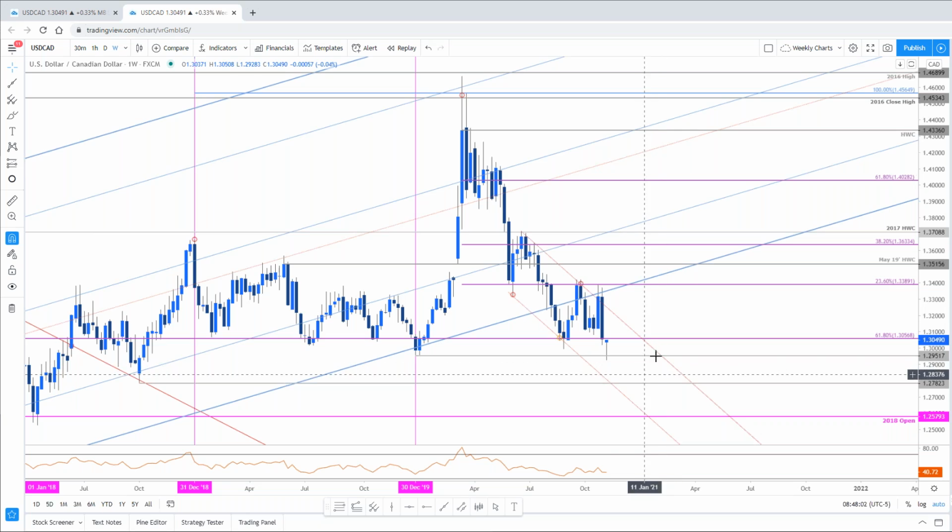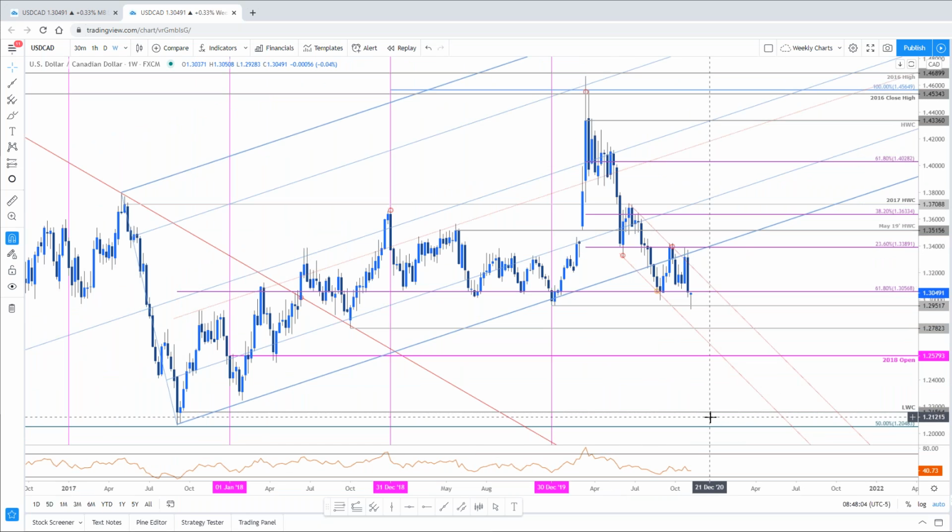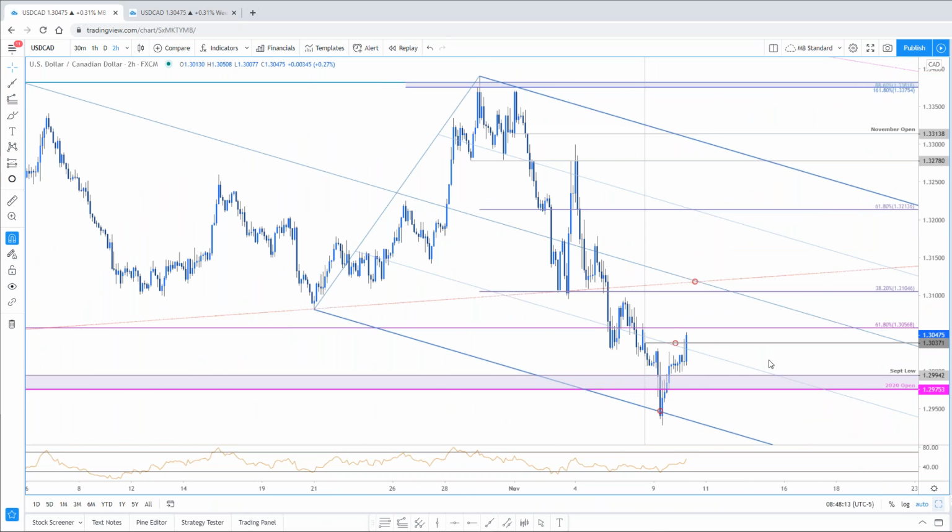If we're going to break to fresh yearly lows, I would not want to see 40 holding support. So just a reference, the weekly chart's not really saying much. You're at the bottom end of the yearly range. That's all you've got to say here. The daily chart looks like this.